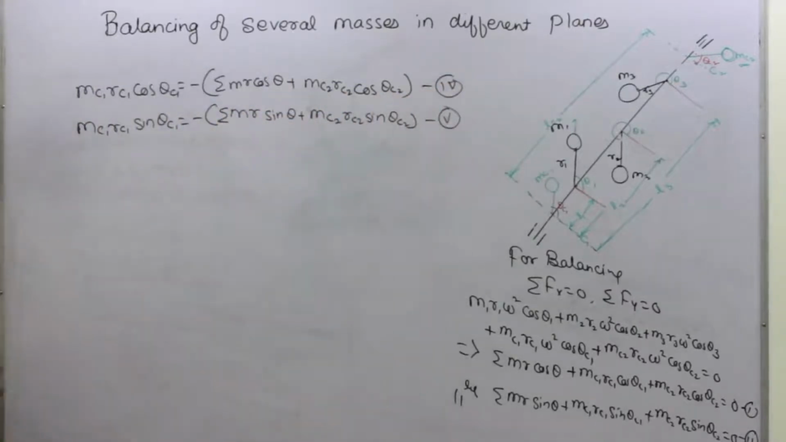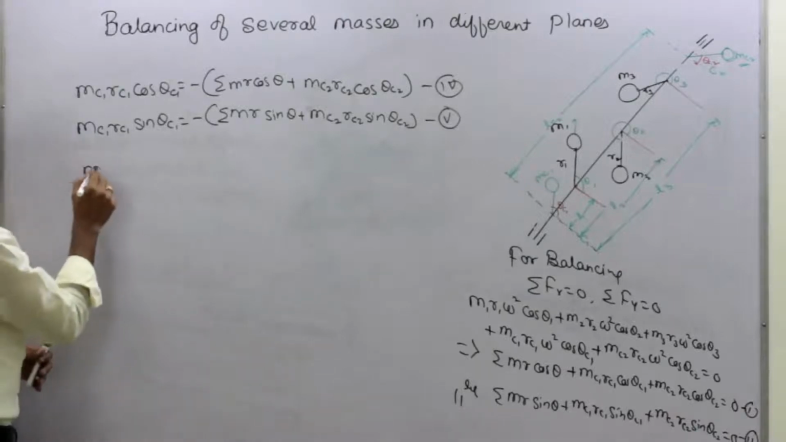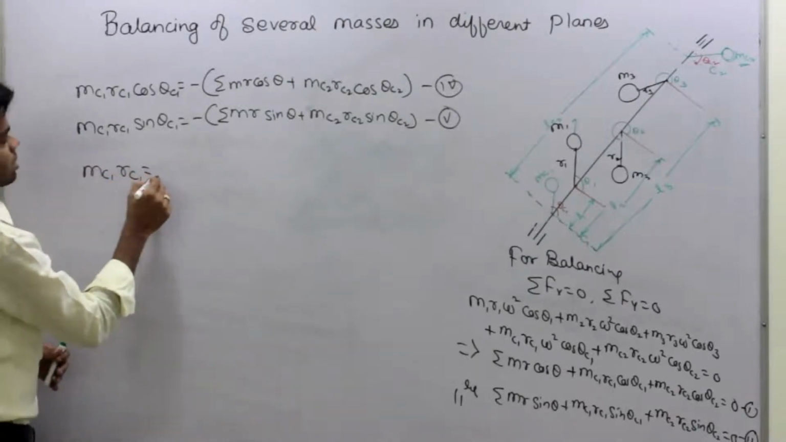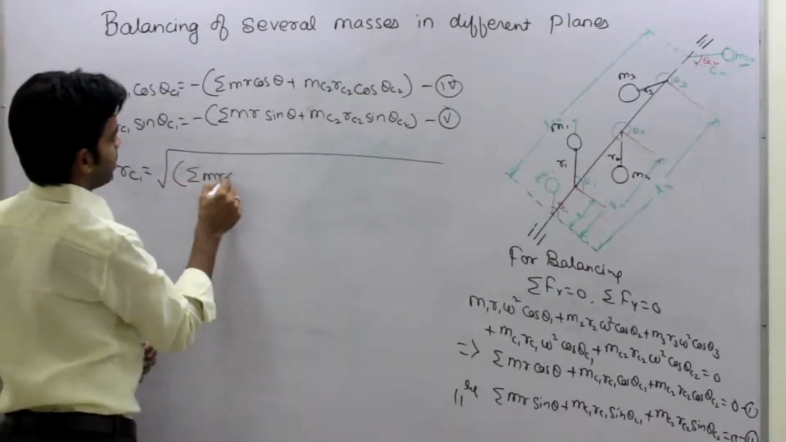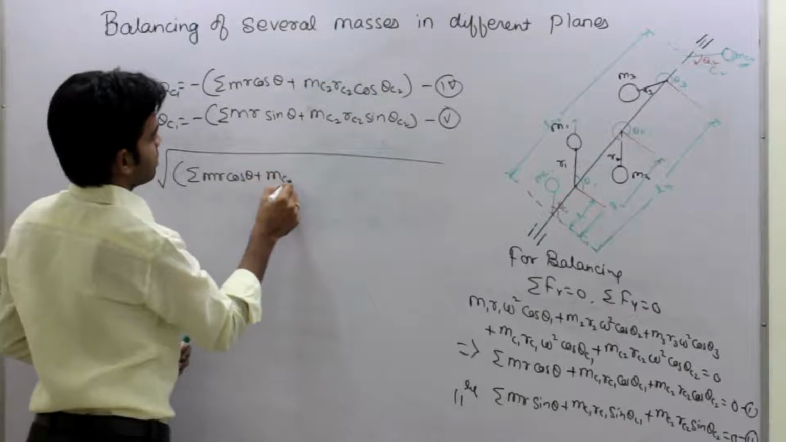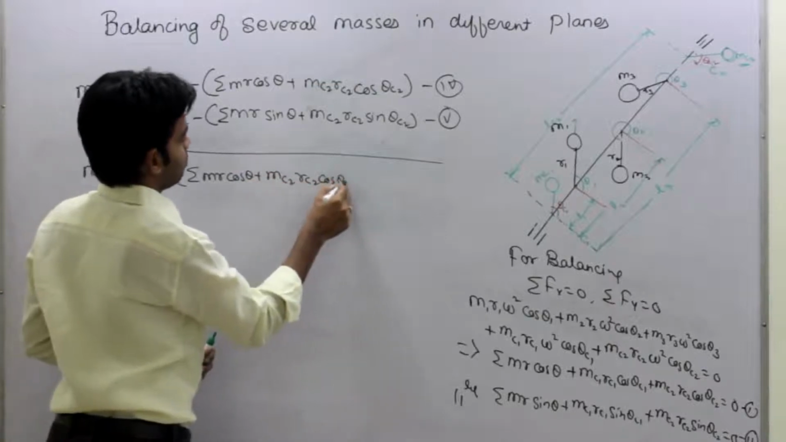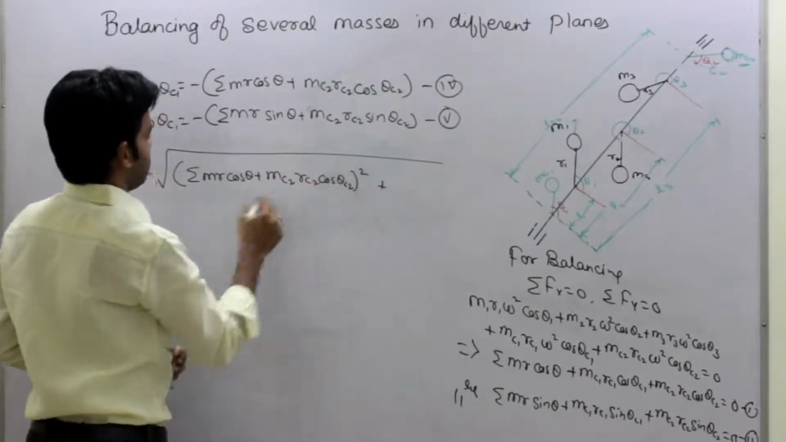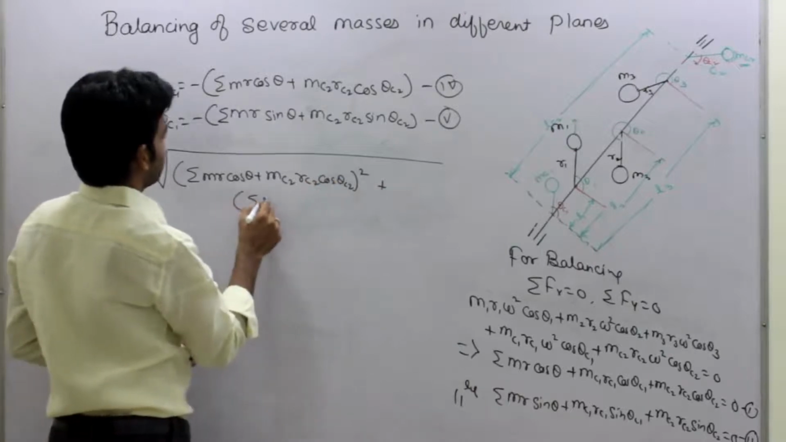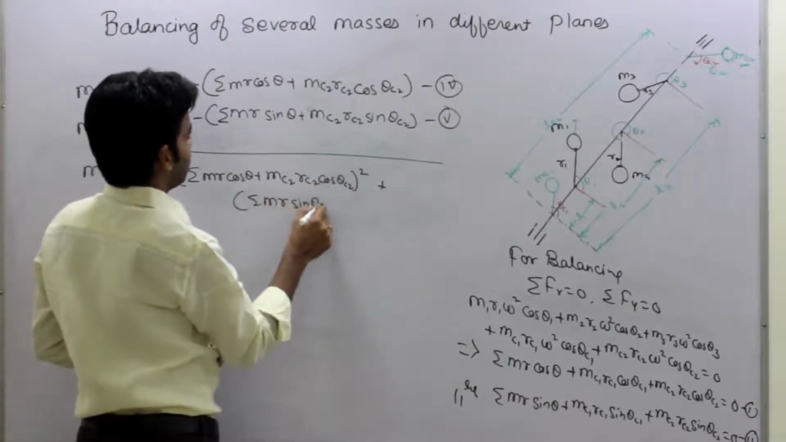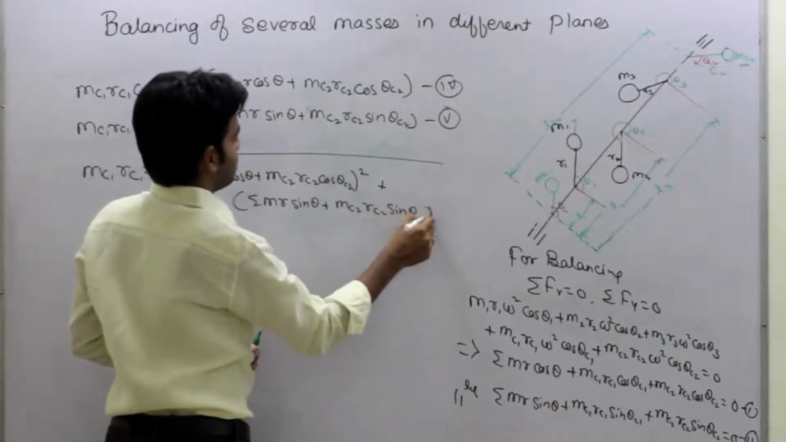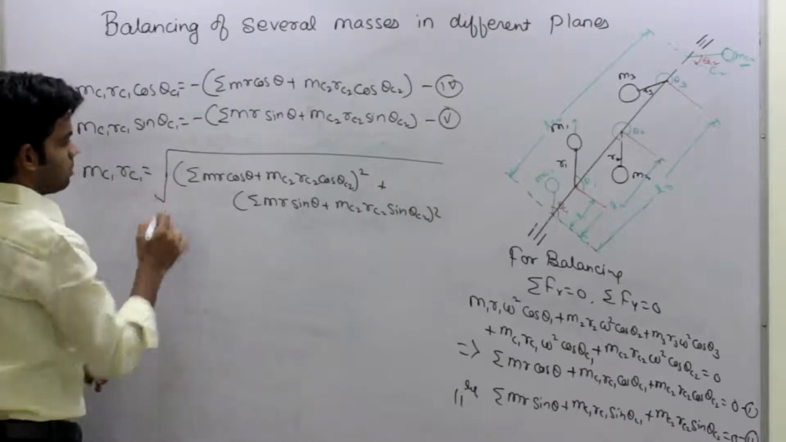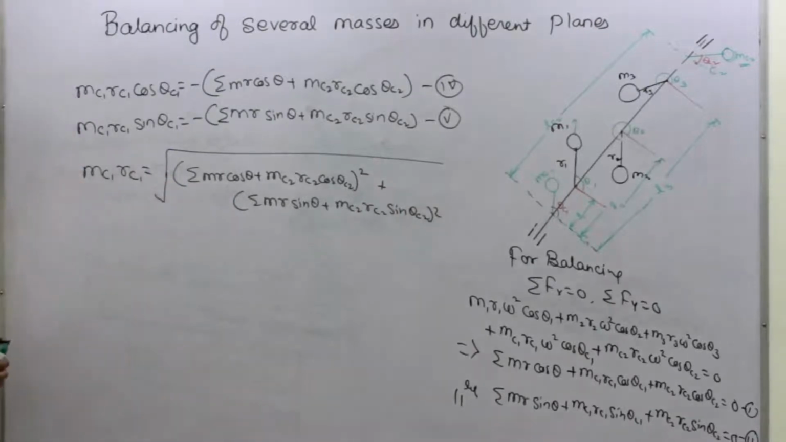Again squaring and adding equations 4 and 5, what we will get is MC1 RC1 is equal to under root of (summation of MR cos theta plus MC2 RC2 cos theta C2) whole square plus (summation of MR sin theta plus MC2 RC2 sin theta C2) whole square. That's it. So this is the expression for MC1 RC1. From here we can get the value of MC1 RC1.